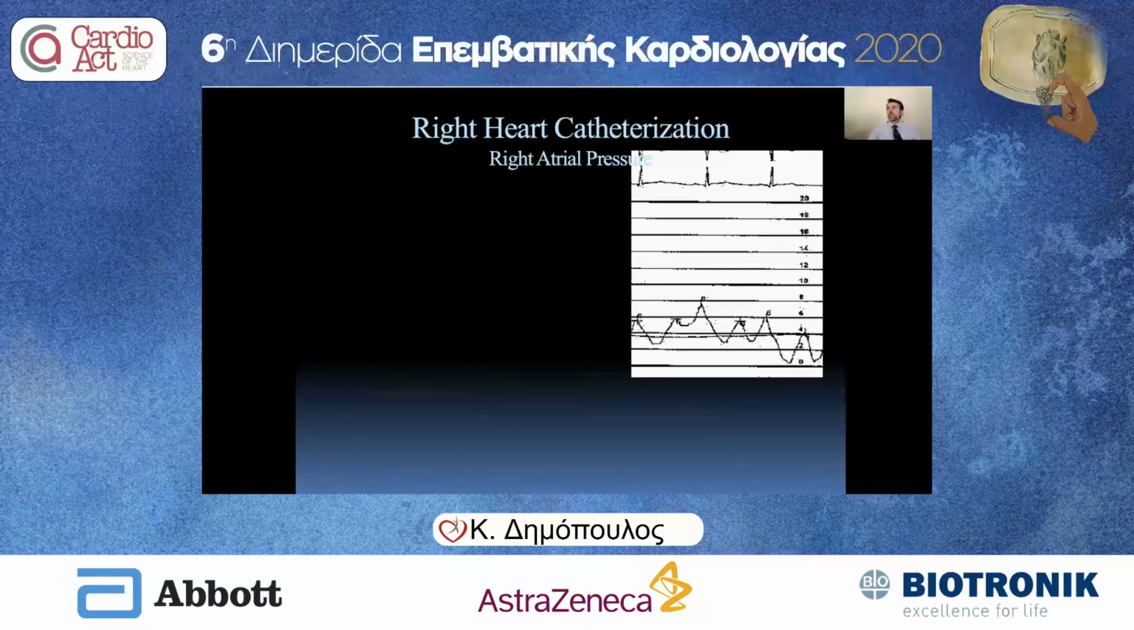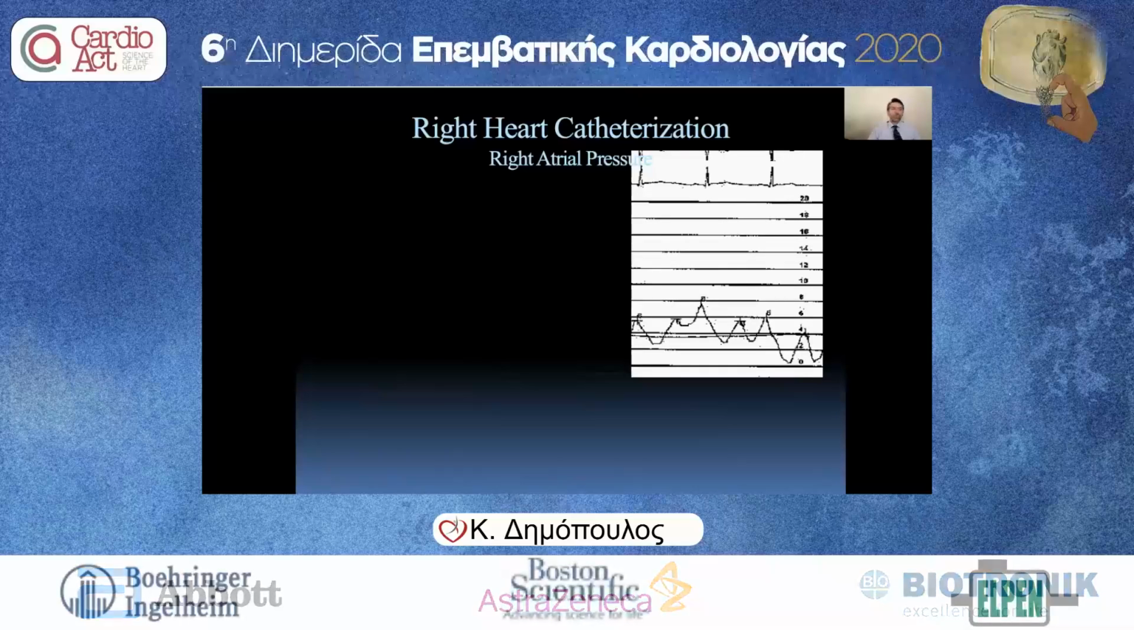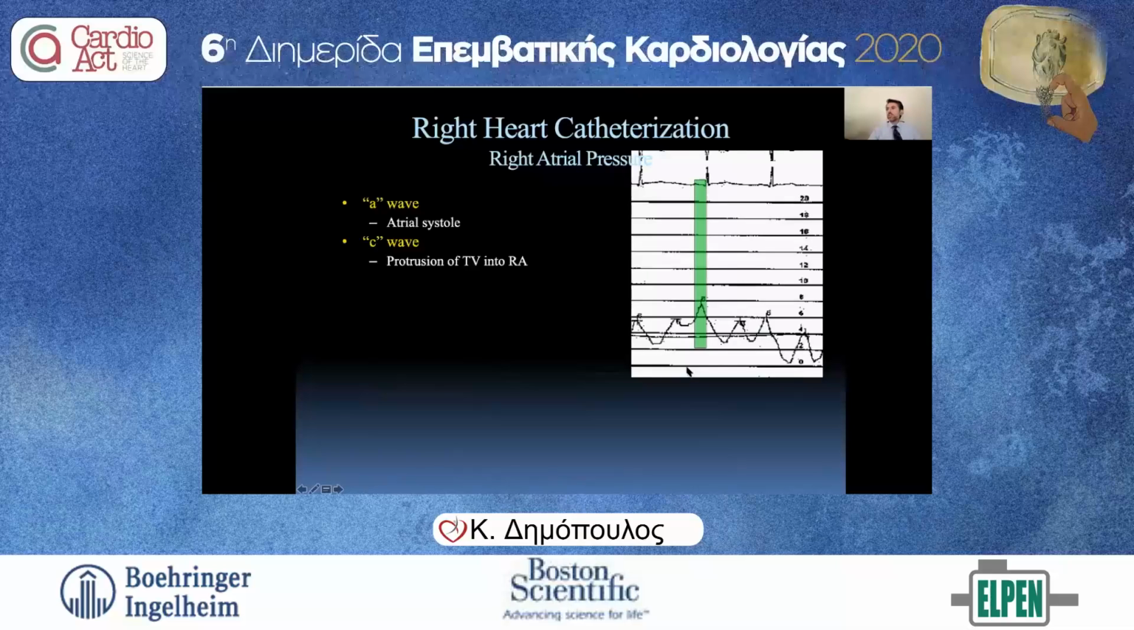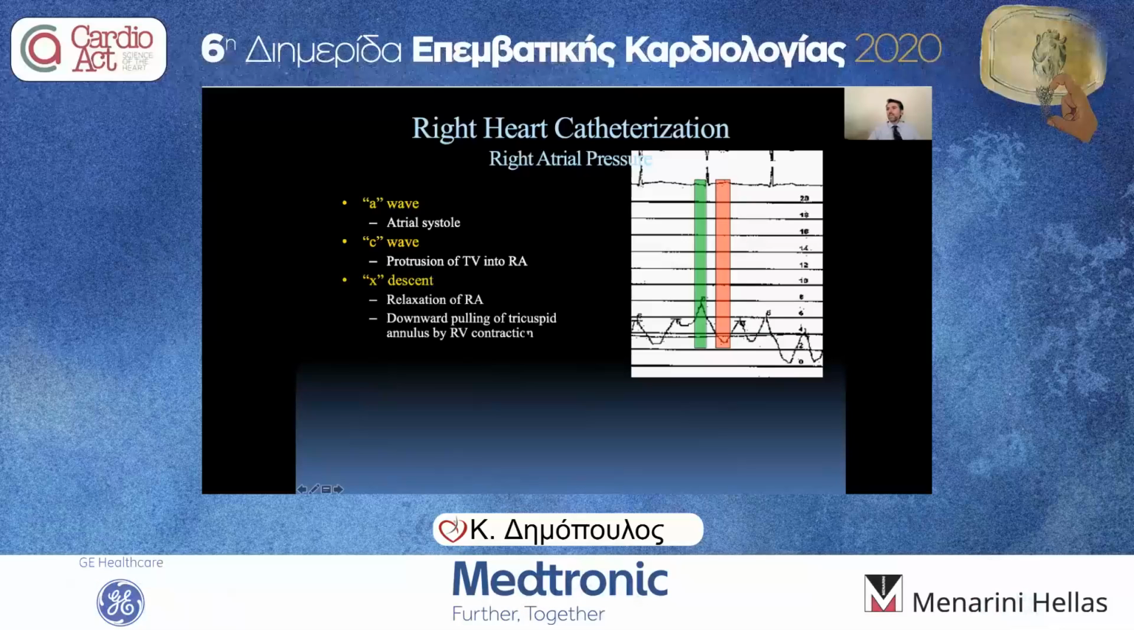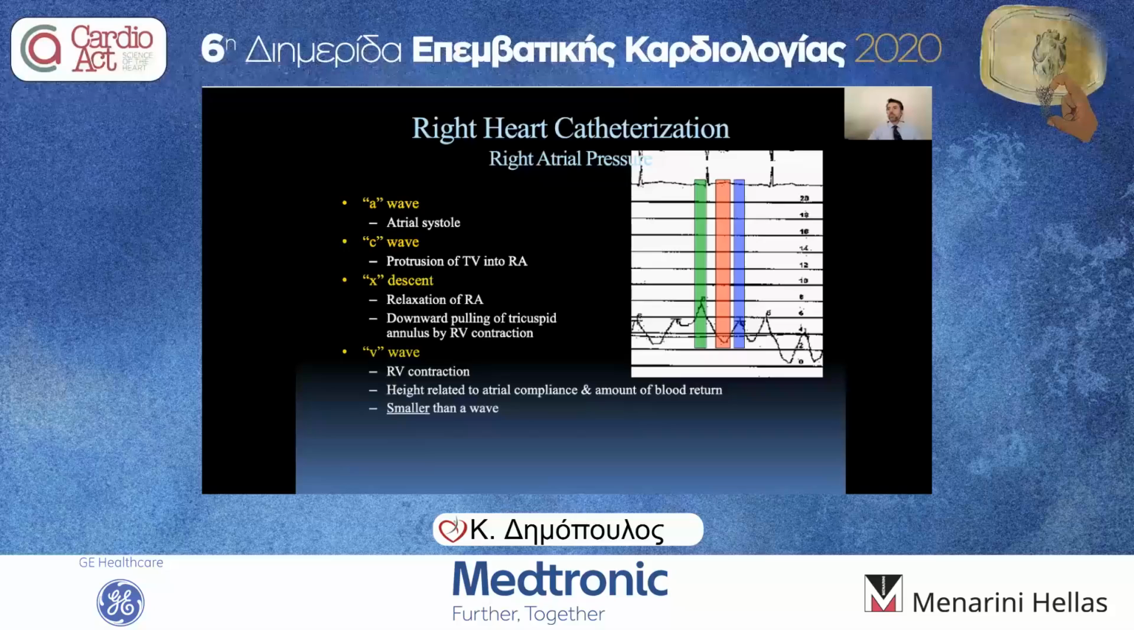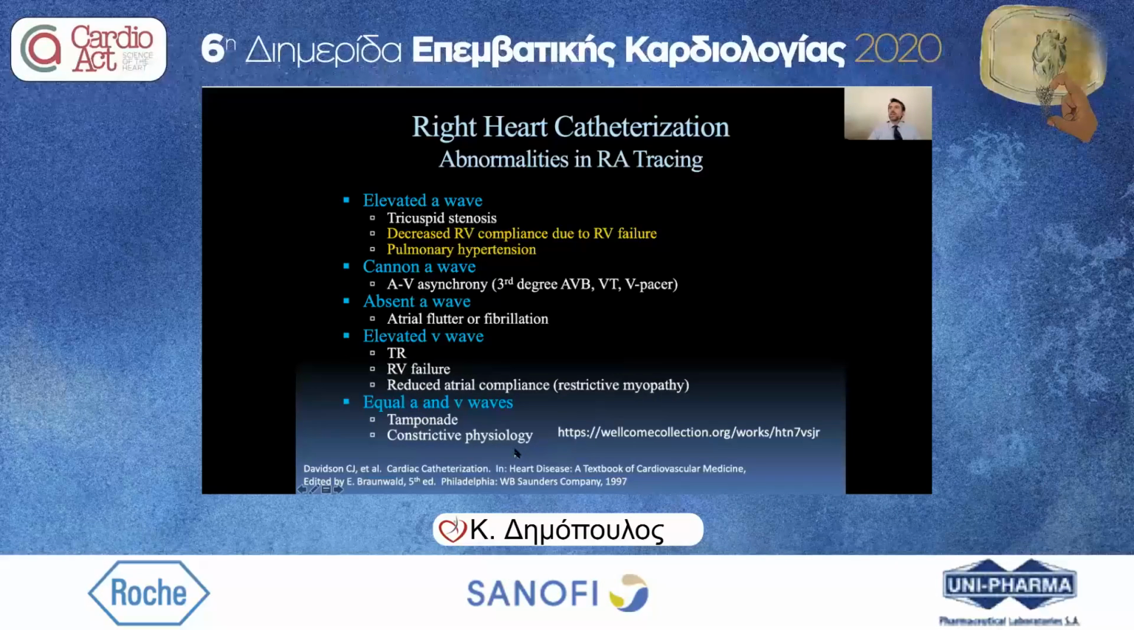Let's go to some fundamentals. First thing you measure when you get in there with your catheter is your right atrial pressure, which has various waveforms: the A wave and the C wave. The A wave is the atrial systole. You have the X descent, which is the relaxation of the RA and downward pulling of the tricuspid valve annulus. You have the V wave, which is very important because it is the RV contraction, and the Y descent, which is the tricuspid valve opening and the right atrium emptying into the RV.